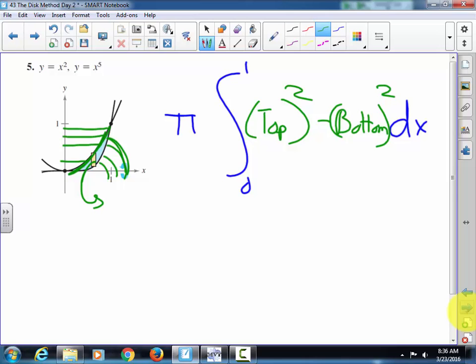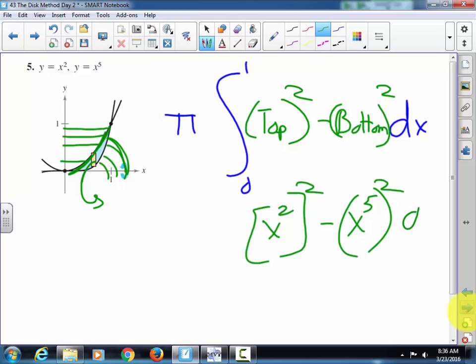How could you figure that out if you don't really know? I'd pick a number between 0 and 1, a half. A half squared is a fourth, and a half to the fifth is a 32nd. Yeah, so it's going to be top squared minus bottom squared dx, 0 to 1, times pi.